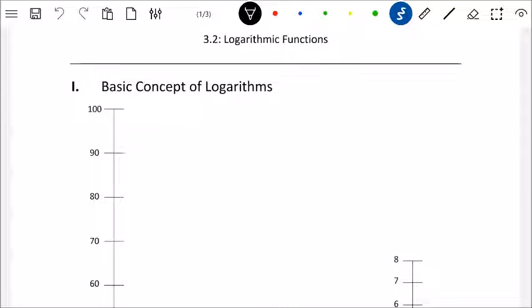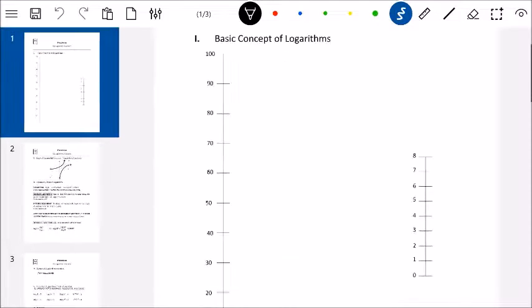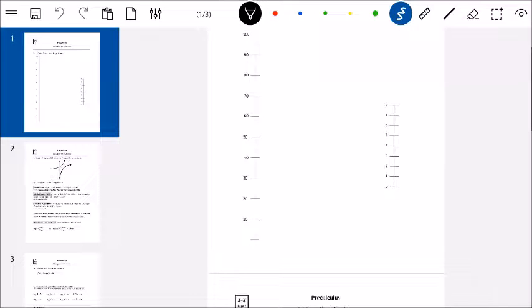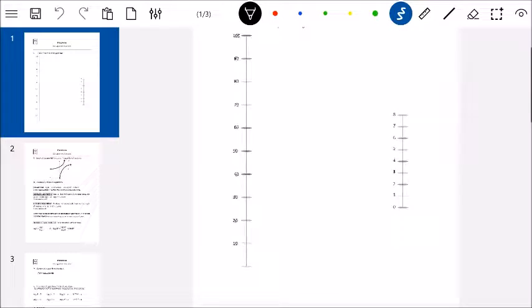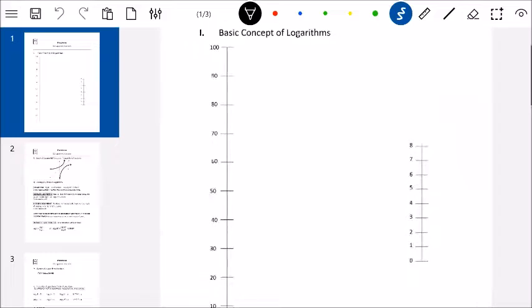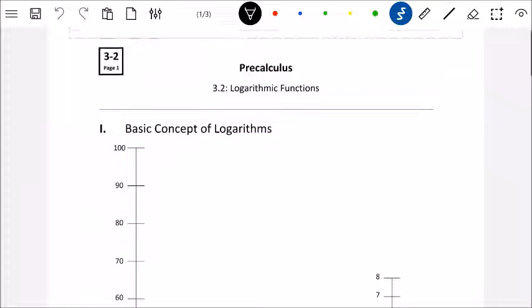Let's talk logarithms. And first, the basic concept of what a logarithm is. We have on this page a couple of number lines going vertical, and I'm going to use that to explain what the numbers mean. But first, a basic idea graphically of what a logarithm is.